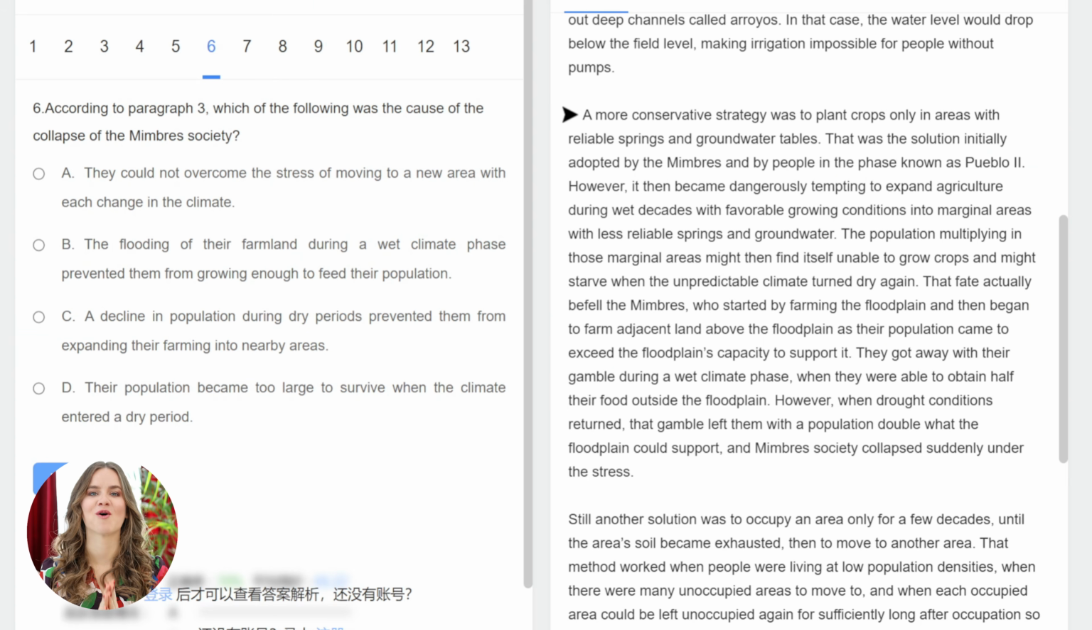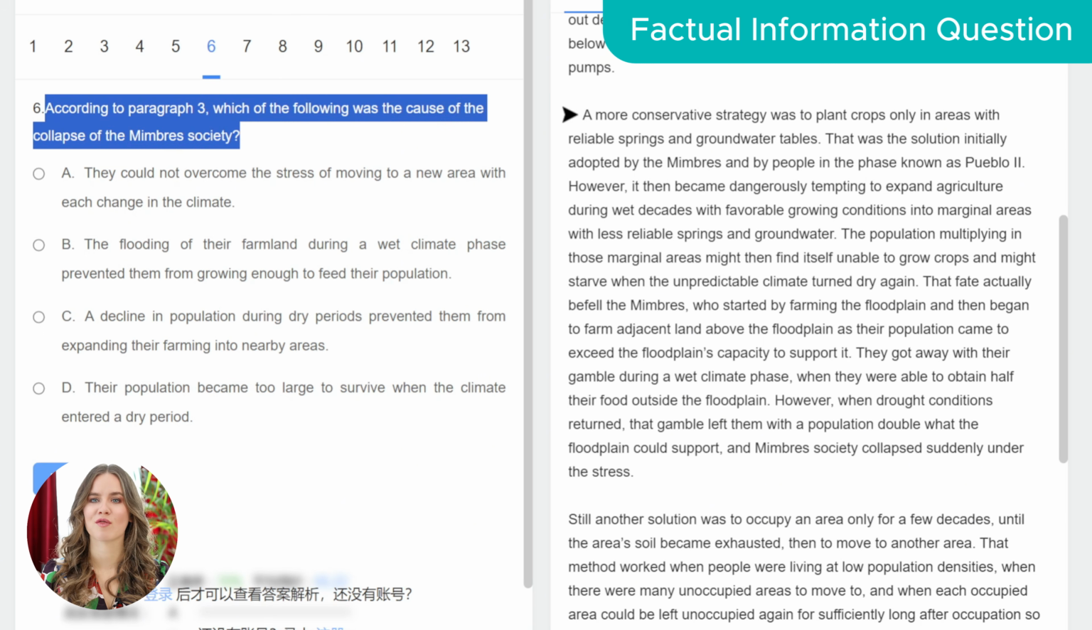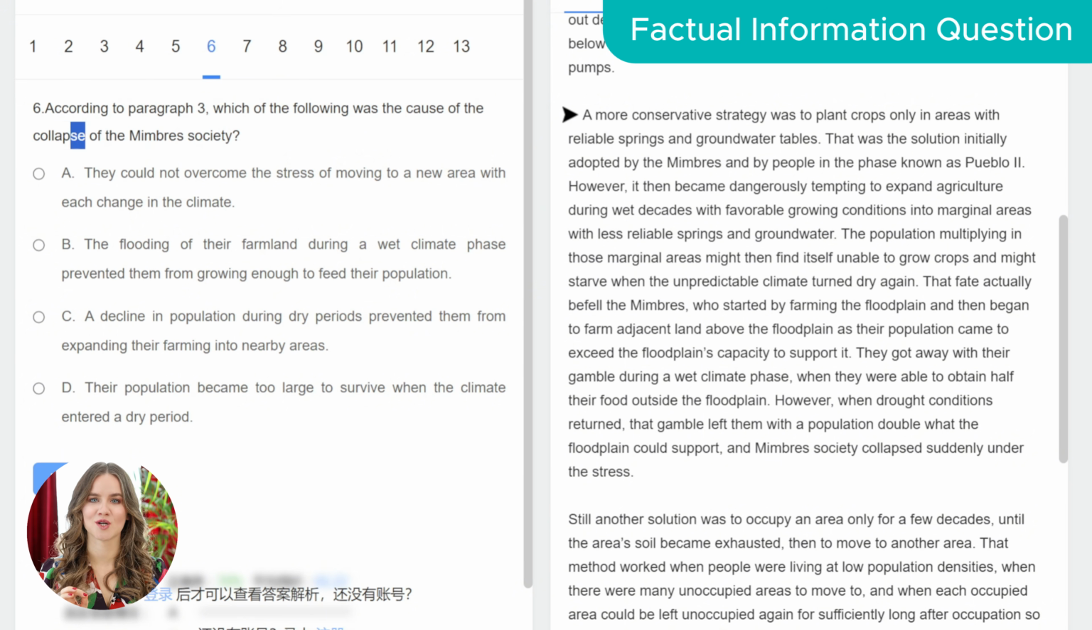Now, question number 6 is the factual information question. It asks us, according to paragraph 3, which of the following was the cause of the collapse of the member society? For this question, we need to find the key words, which are collapse and member society, and analyze what the question is asking. We need to identify the cause of the collapse. Then, we'll locate the right sentence or two in the paragraph based on the keywords we've identified.